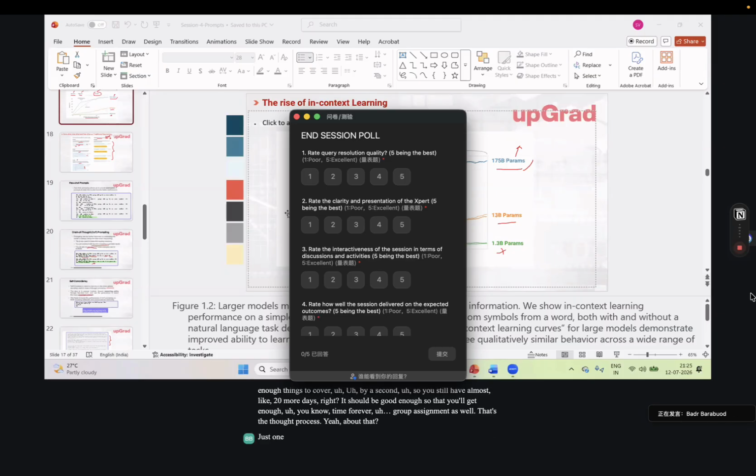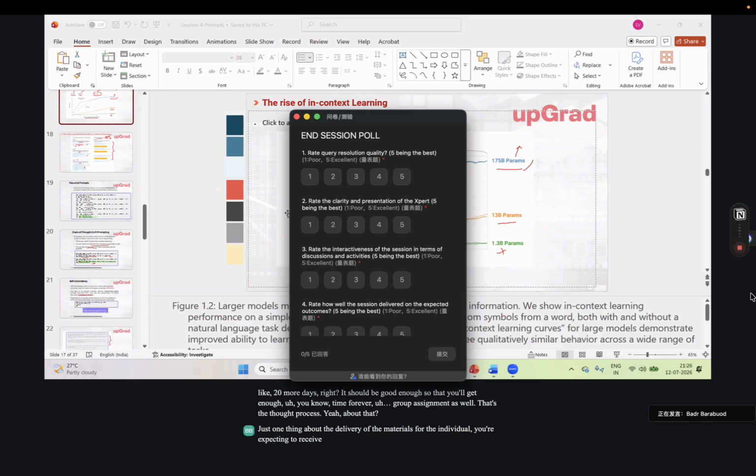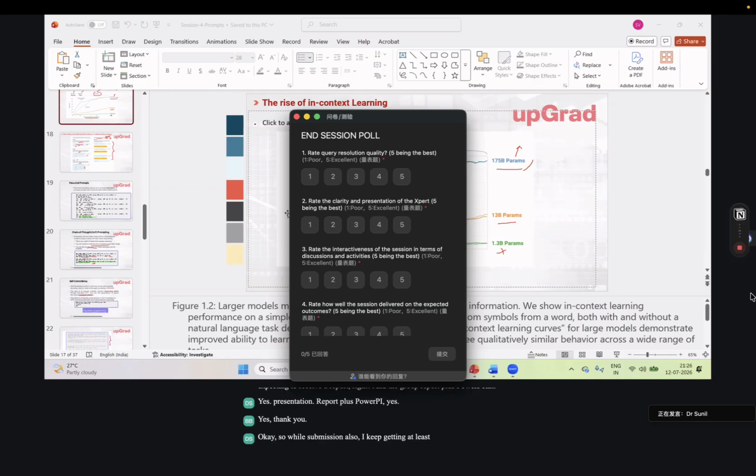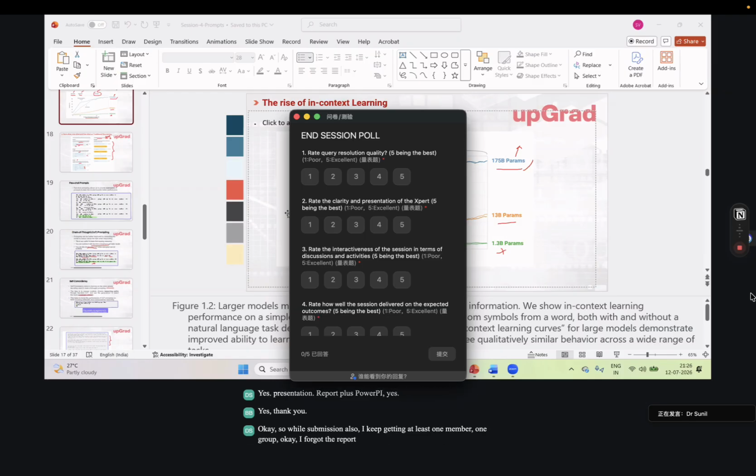Just one thing about the delivery of the materials. For the individual, you're expecting to receive a report, right? Yes. And for the group, report plus PowerPoint presentation. Report plus PowerPoint. Yes. Okay. Thank you. While submitting, I keep getting at least one member from each group. Make sure whether it is a zip file or, in some places, a drive link. It is up to you. But make sure both of them reach us for your final evaluation.